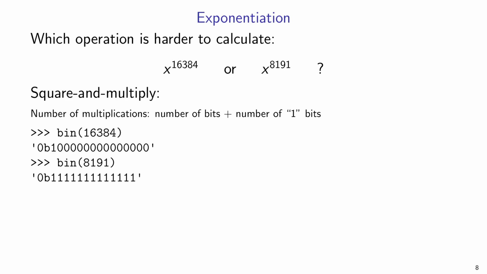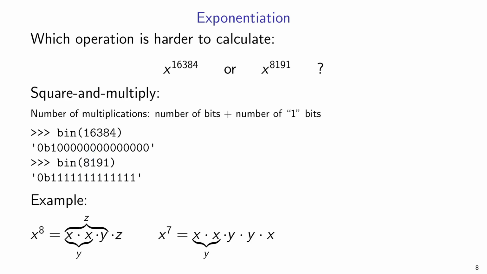If we now look at the binary representation of these exponents, we can see that even though this number has fewer bits, it has more ones, and therefore overall requires more multiplications than this bigger number here. It is perhaps hard to see, but let me show this in a simple example. X to the power of 8 versus x to the power of 7. As you see, x to the power of 8 requires only 3 multiplications, while x to the power of 7 requires 4. So it depends on how much we can reuse the intermediate multiplications already calculated.